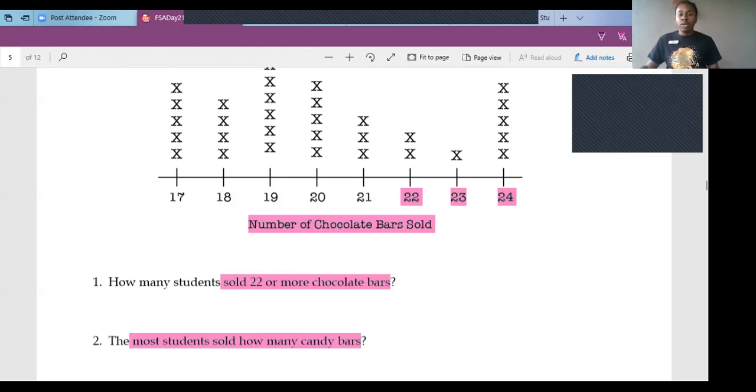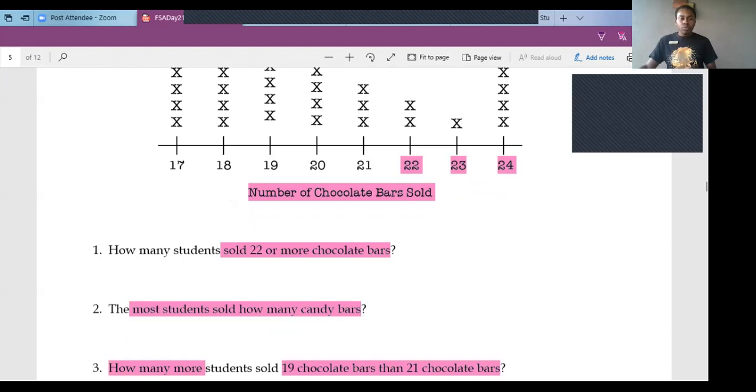1, 2, 3, 4, 5, okay? So we have 5 plus 1 equals 6, 6 plus 2 equals 8. So how many students sold 22 or more chocolate bars? That would be 8 students. The X's are representing those 8 students. X's all around on this line plot are representing students, okay? So keep that in mind.